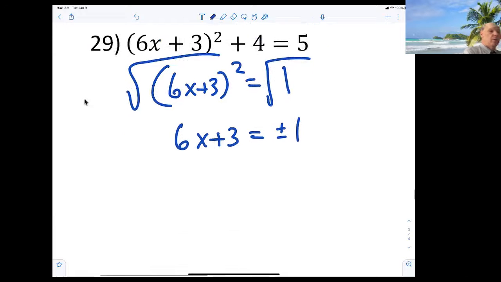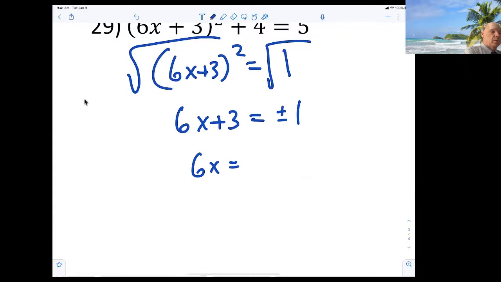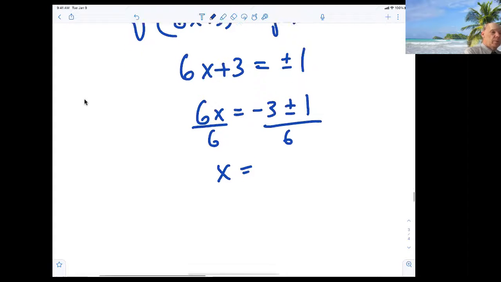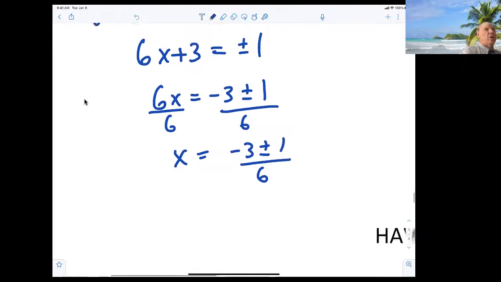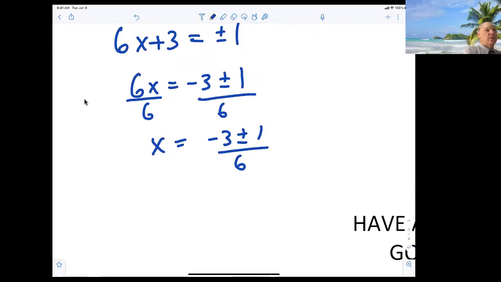Minus 3, so the 6x equals negative 3 plus or minus 1, and then you divide all of it by 6, so it goes x equals negative 3 plus or minus 1 over 6. That's exactly correct. However, the final step here is to combine.